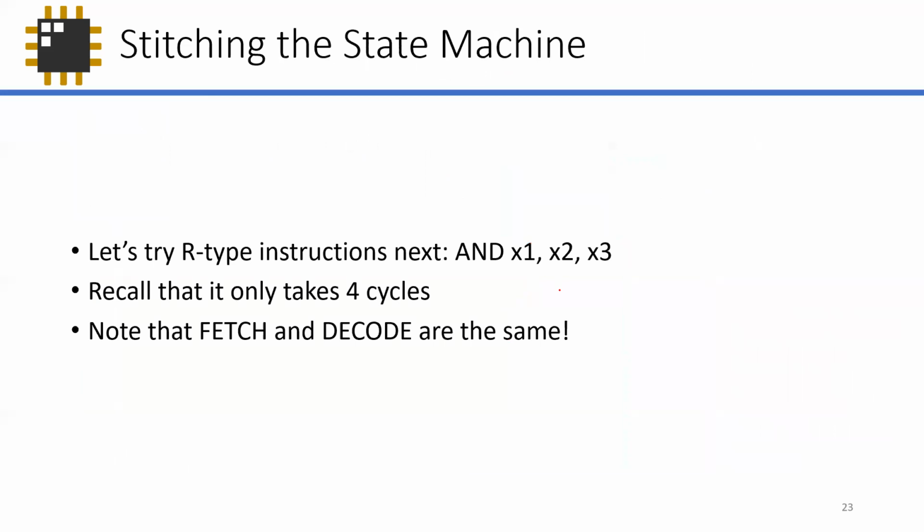So next are the R type instructions. If it works for the AND, it will probably work for all the others as well. So recall it only takes 4 cycles and note that the fetch and decode states are the same. But the execute stage is different because we're not using an immediate anymore. We're using register to register operations.